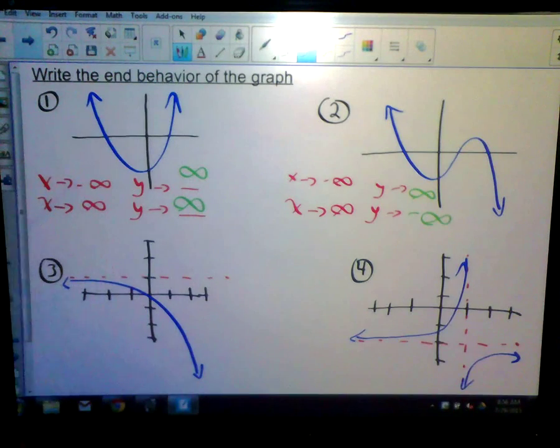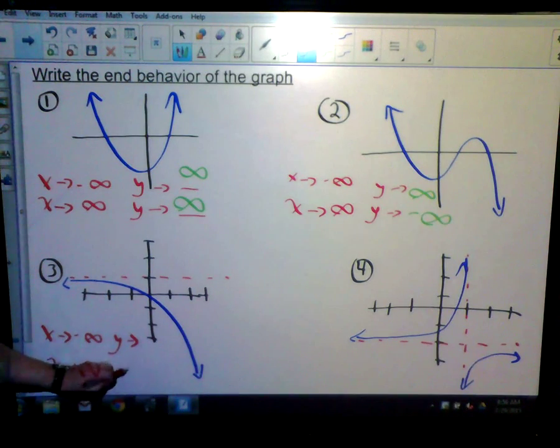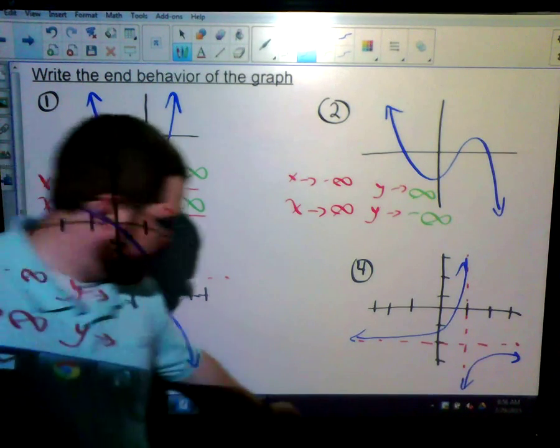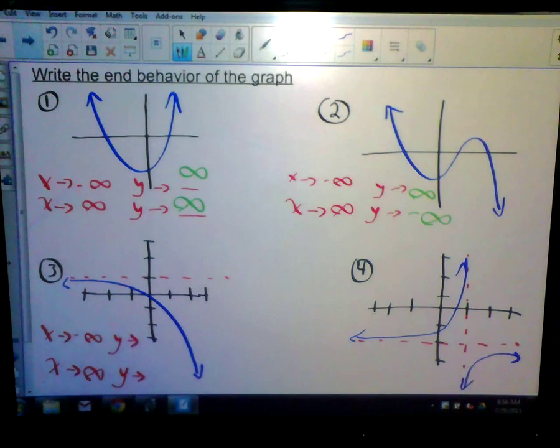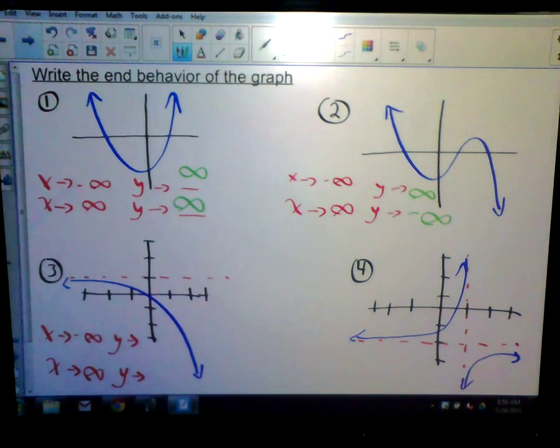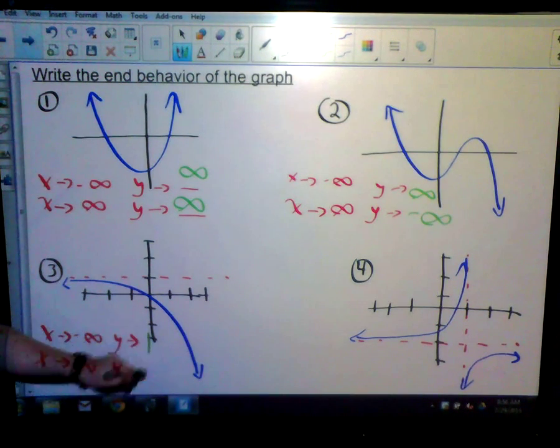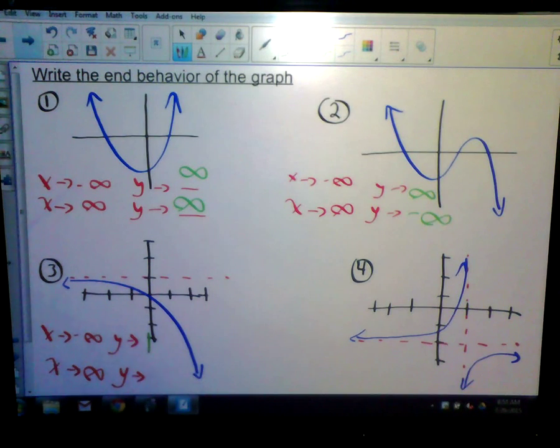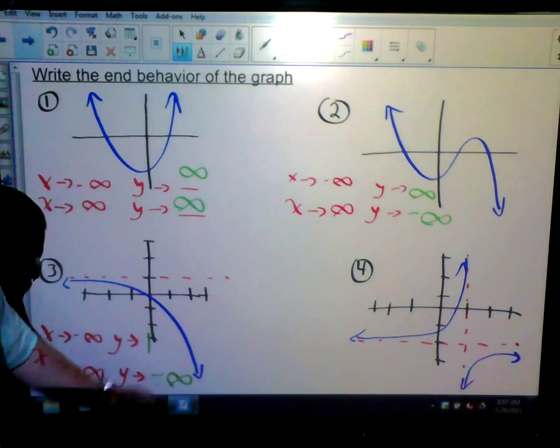Let's take a look at this graph. As x goes to negative infinity, y goes to blank. As x goes to positive infinity, y goes to blank. Well, let's go left. As you go left, what are you doing? You're going up, but you're not going up forever. You're getting closer and closer and closer to this imaginary asymptote. So what number is that asymptote that you're getting closer to? 1. How about the right side? What's the right side of the graph doing? It's going down forever.